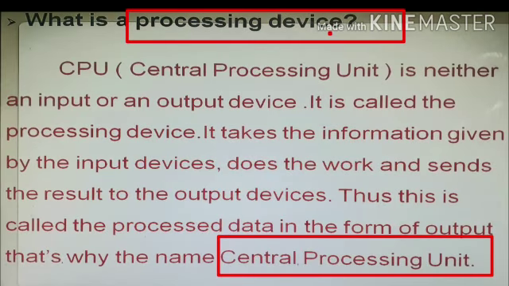Now next come up, what is a processing device? CPU, that is central processing unit, is neither an input nor an output device. It is called the processing device. It takes the information given by the input devices, does the work and sends the result to the output devices. Thus, this is called the processed data in the form of output. That's why the name comes Central Processing Unit.